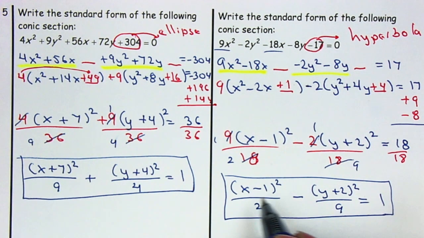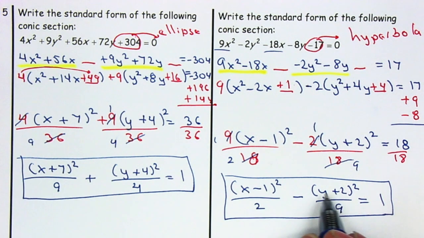If I want to graph it, then my center will be 1, negative 2, and then I can go through this whole process of building my hyperbola.